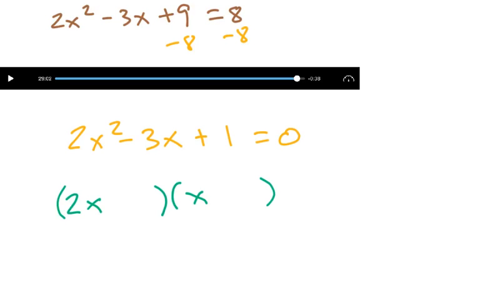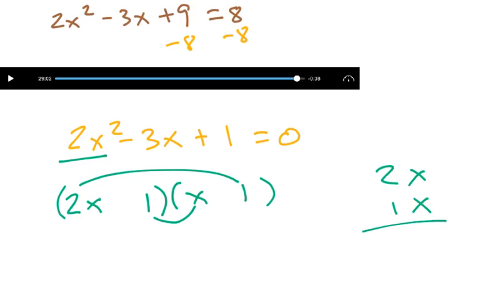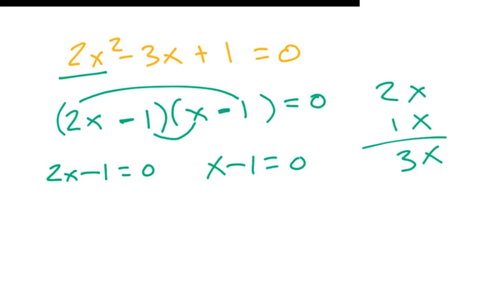So we're going to go 2x and x, because 2x times x is 2x squared. The back has to be 1 and 1. This will give me 2, and this will give me 1. So if it gives me 2x and 1x, we know that that adds up to 3x. So if they're both negative, this works. So we can say 2x minus 1 equals 0, and x minus 1 equals 0, and then we'll solve.